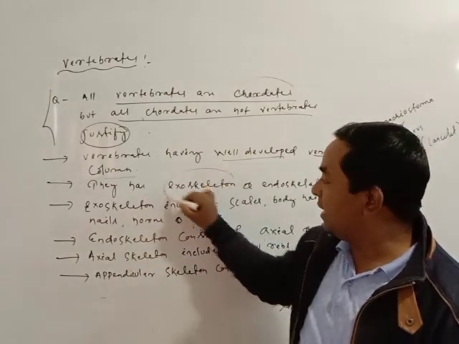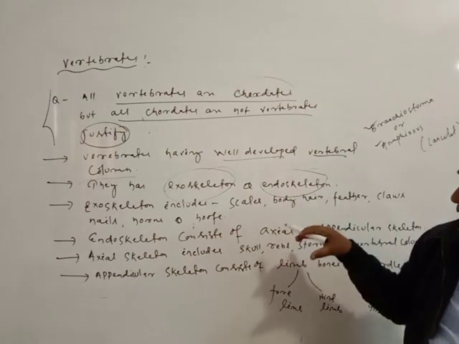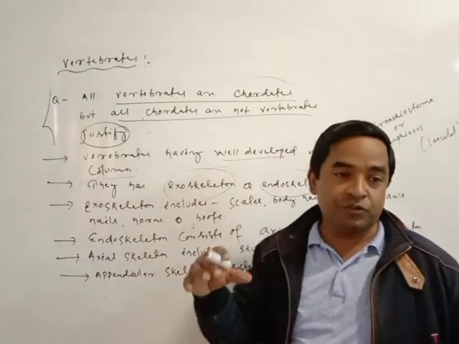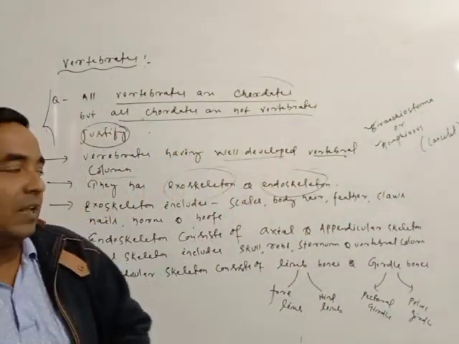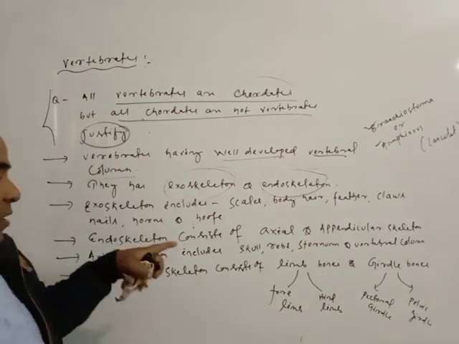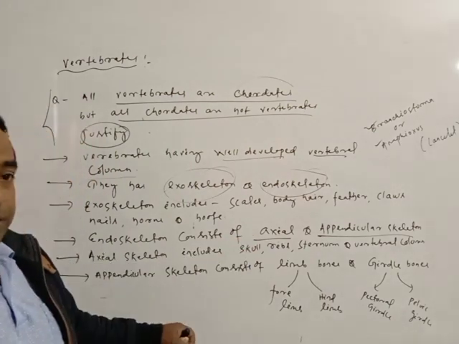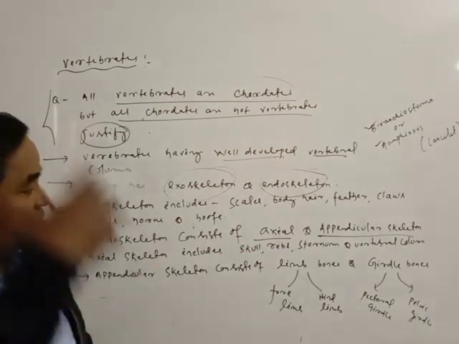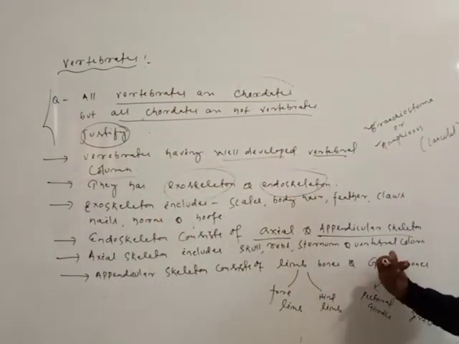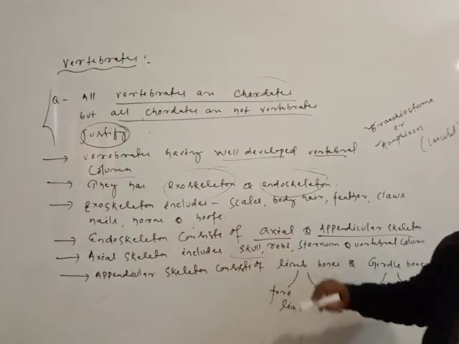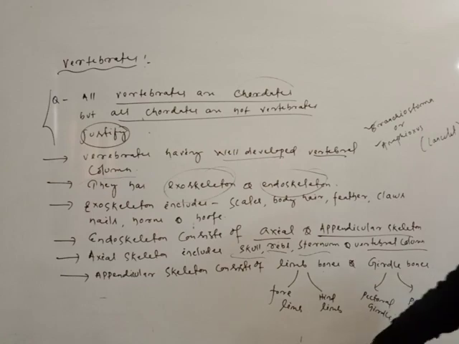They have exoskeleton and endoskeleton. The exoskeleton and endoskeleton provide a structural framework. Endoskeleton protects from external injury. The endoskeleton consists of axial and appendicular skeleton. The axial skeleton consists of skull, ribs, sternum and vertebral column. Skull, ribs are the rib cage, sternum is the chest bone or breast bone, and vertebral column is the backbone.